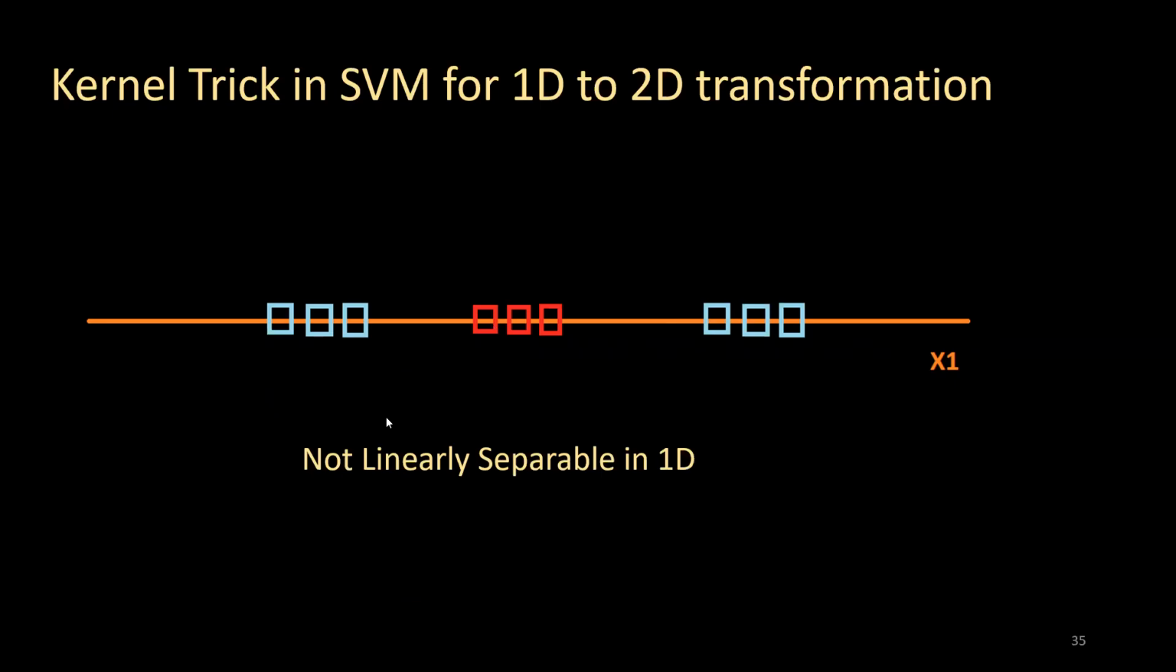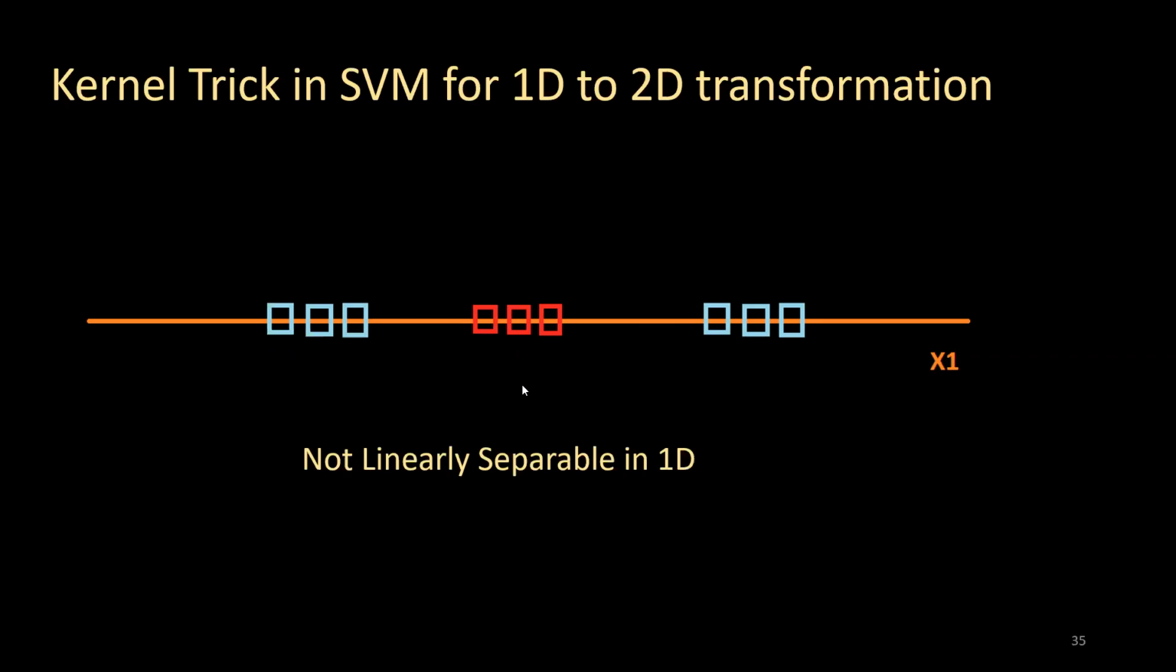So we can see that this data is also not linearly separable in 1D because there are two labels here. This is our blue label and this is our red label. So we cannot draw any straight line that can separate these two labels because they are spread in a way that we cannot draw a straight line in order to perform the classification for this 1D data.